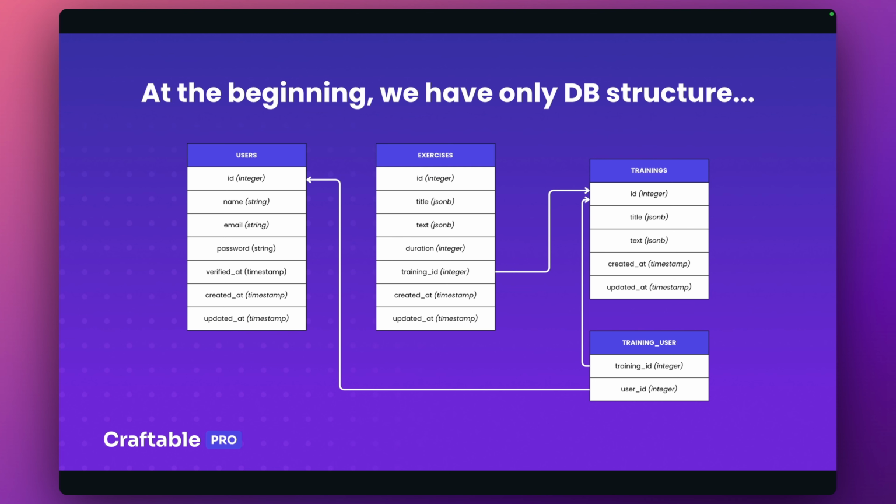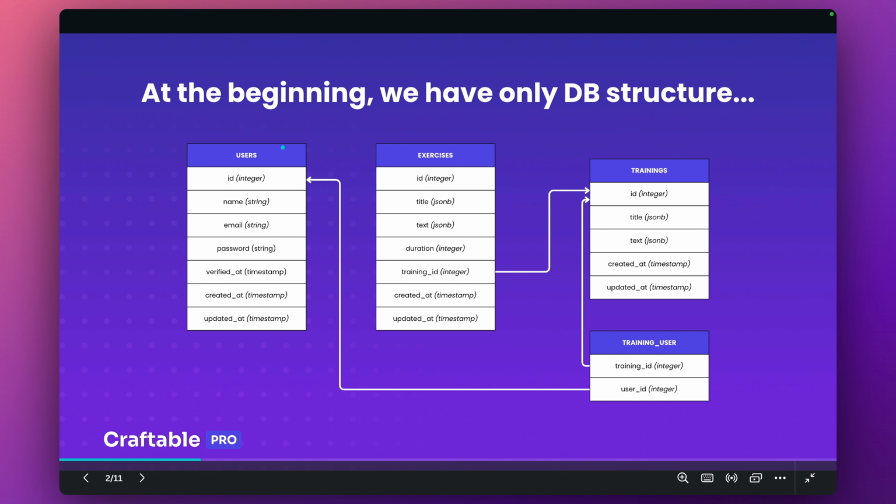Now you may ask, why are the titles and text of type JSONB? That's because Craftable PRO has an out-of-the-box localization feature that stores translatable columns as JSON, where all individual translations are saved in a JSON structure. You can then edit each language version directly in the admin panel. On top of that, Craftable PRO can automatically load the correct language on your frontend, depending on the language currently selected. Isn't that convenient?